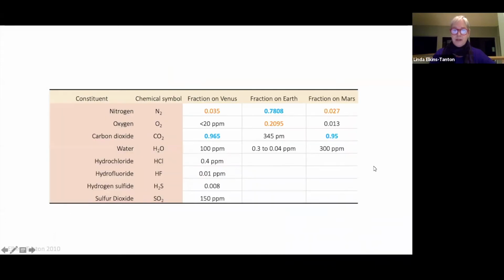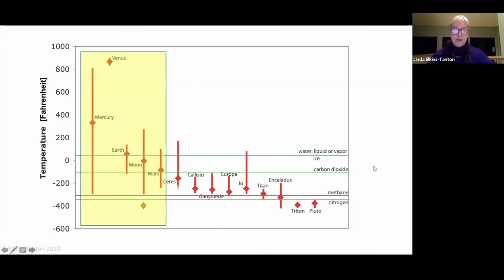The rocky planets that are the topics of this lecture are in the yellow box. But I've included some small bodies and outer solar system moons that trail off to the right. Note that a couple of those outer solar system bodies actually have temperatures that rise above the melting point of water, Ceres and Io in particular. They can occasionally have liquid water on them.